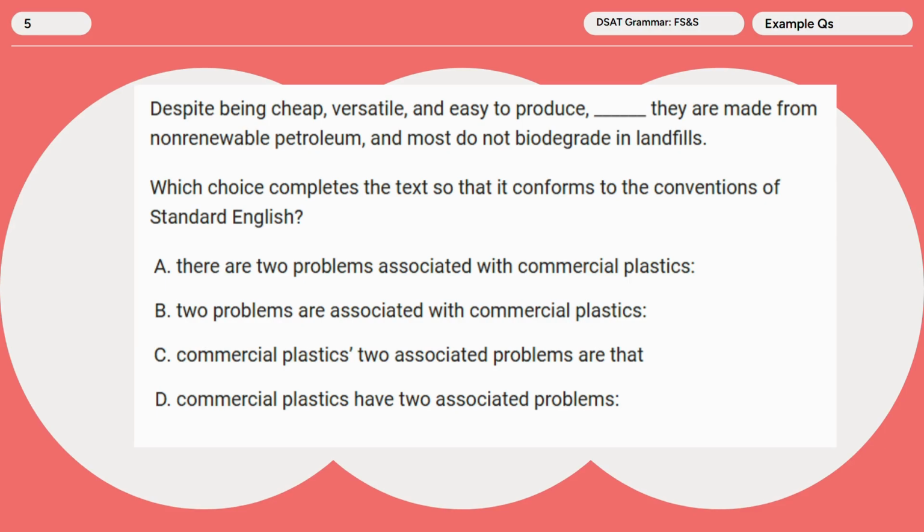Additionally, it is plastic that has two associated problems, and those two problems that are listed after that colon in a list are that they are made from non-renewable petroleum, which is problem number 1, and problem number 2 is most do not biodegrade in landfills. Thus, D is grammatically correct and can fill in this space.